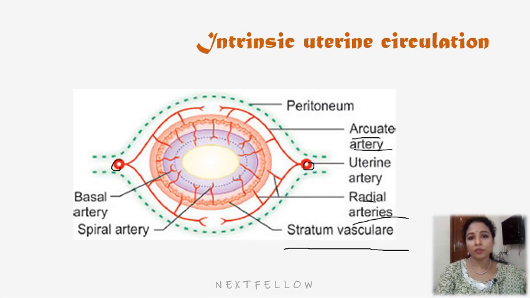From the stratum vasculare, the basal and the spiral arteries are given off to supply the endometrium. Spiral arteries supply the functional zone of the endometrium, which is cast off during menstruation, and basal arteries supply the basal zone of the endometrium, which helps in regeneration of the denuded endometrium.